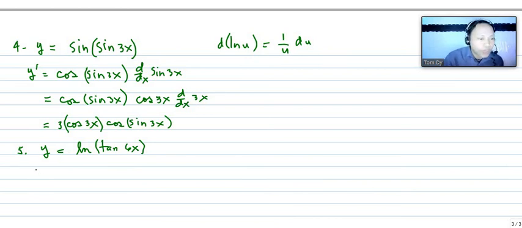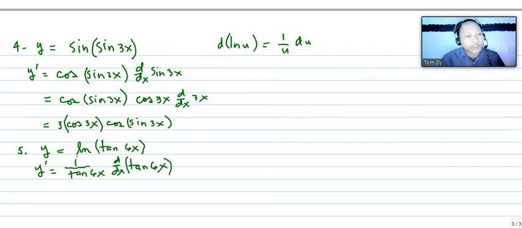So we have y prime. This is ln of u. This will be our u. So the derivative of ln u equals 1 over u. 1 over tangent 6x times the derivative of tangent 6x. Okay. So 1 over u, derivative of u. That is our formula for the derivative of ln u.